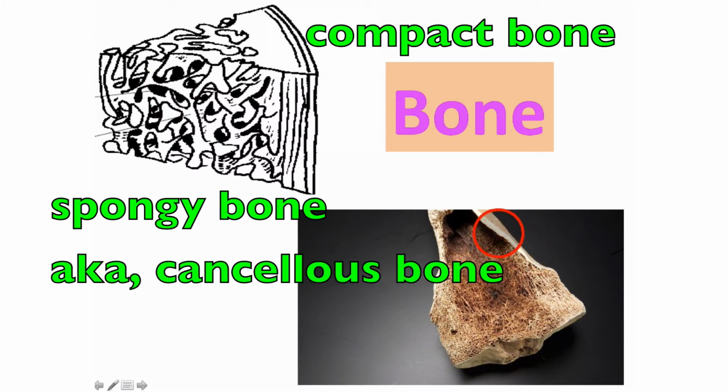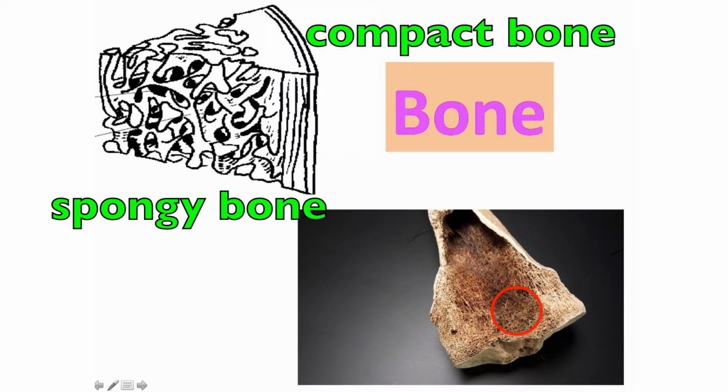If we look at this real bone right here, this is compact bone, and this very porous part of it is the spongy bone. It allows the bone to be light. The compact bone allows it to be very strong and rigid.